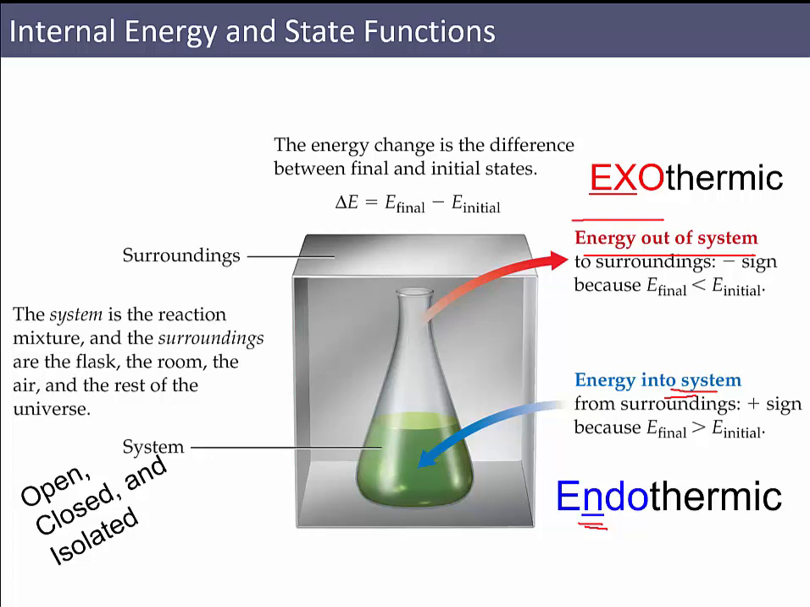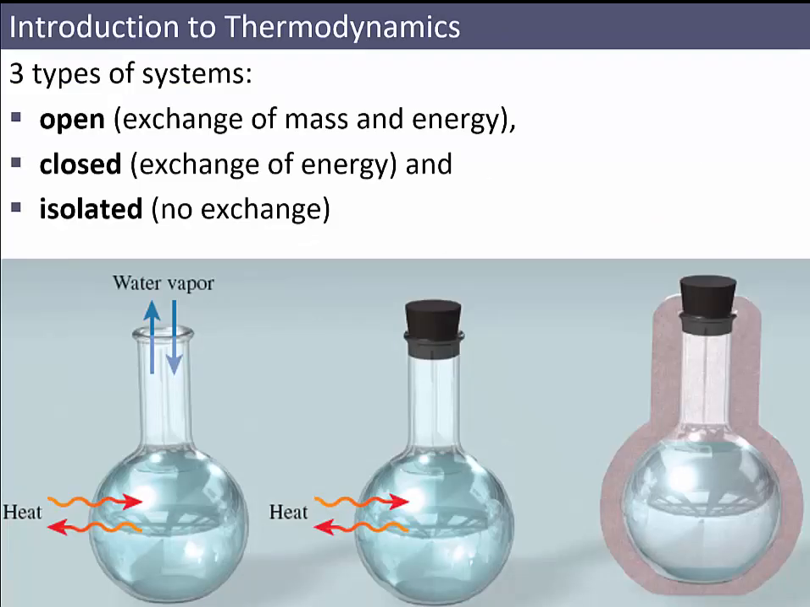So here we've got a system where the reaction mixture is the system and the surroundings are the flask, the room, the air, and the rest of the universe. We've got three types of system, and we're going to call them open, closed, and isolated. So, our three types of system.